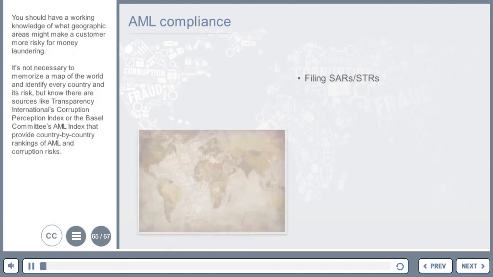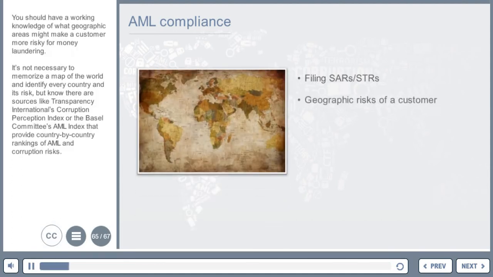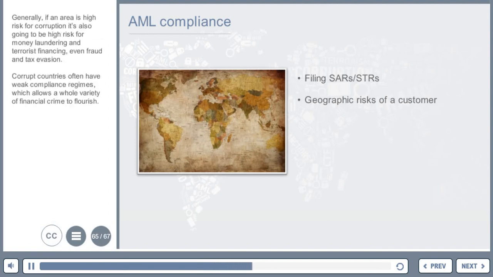You should have a working knowledge of what geographic areas might make a customer more risky for money laundering. It's not necessary to memorize a map of the world and identify every country and its risk, but know there are sources like Transparency International's Corruption Perception Index or the Basel Committee's AML Index that provide country-by-country rankings of AML and corruption risks. Generally, if an area is high risk for corruption, it's also going to be high risk for money laundering and terrorist financing, even fraud and tax evasion. Corrupt countries often have weak compliance regimes, which allows a whole variety of financial crime to flourish.